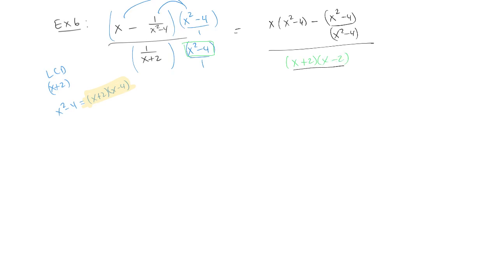And then that would all be over my x plus 2 from right here. Okay, so my x plus 2's can cancel. My x squared minus 4's just cancel. Anything divided by itself is just 1. And so that gives me, go ahead and distribute, x times x squared would be x cubed minus 4x minus 1 all over x minus 2.